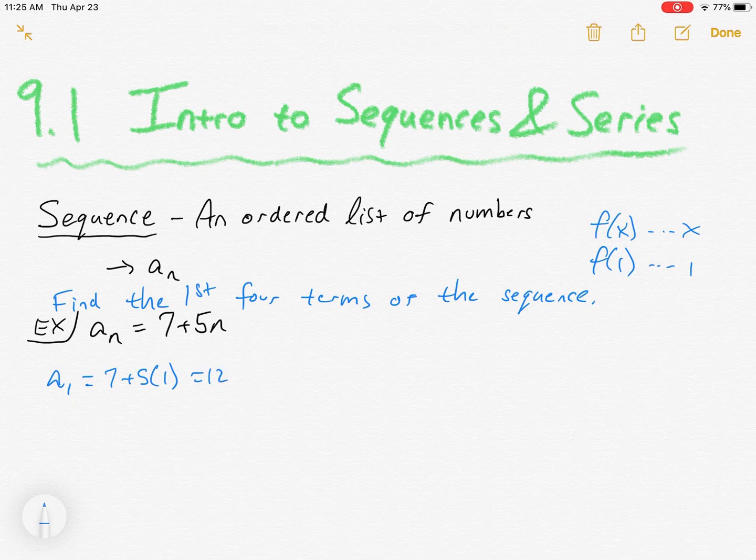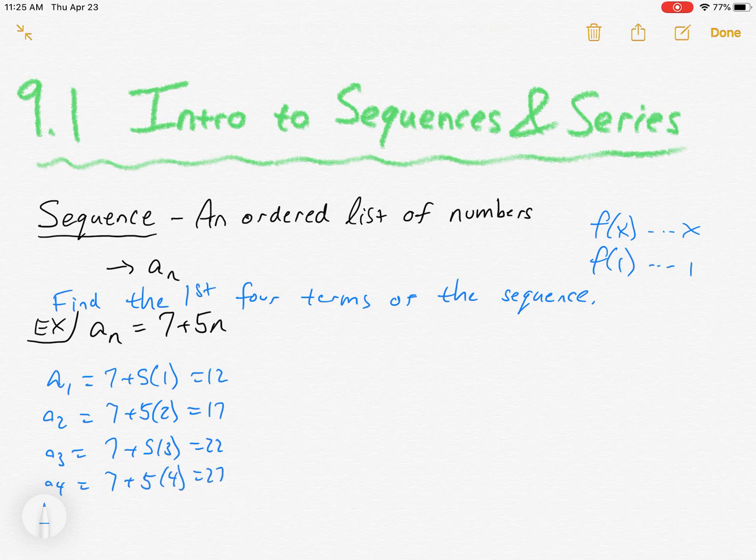See, it's kind of like function notation where someone said, hey, what's f of x? And then they asked for f of 1. And then you plug in 1 for x, right? So A1 turns out to be 12. What's A2? Well, now you plug in 2 for n, and you get 17. What's A3? Now you plug in 3 for n, and you get 22. What's A4? Now you plug in 4 for n, and you get 27.